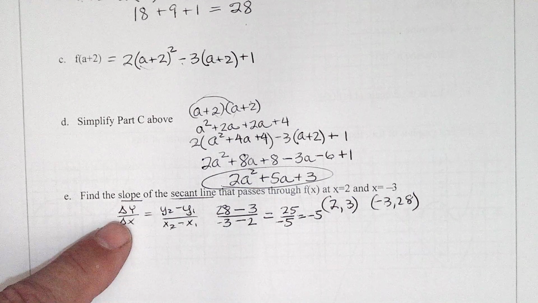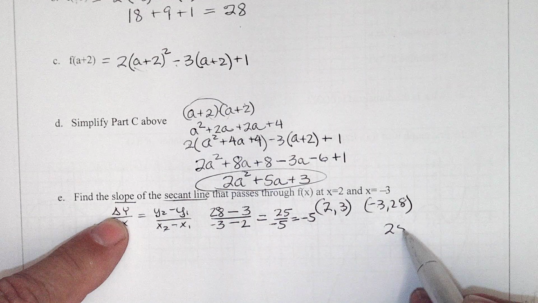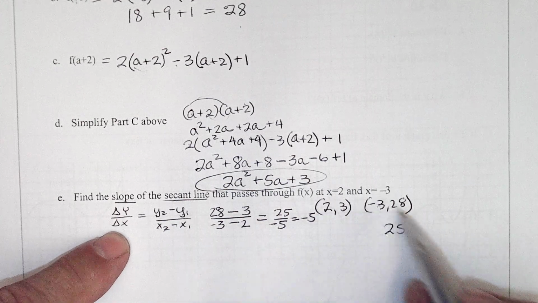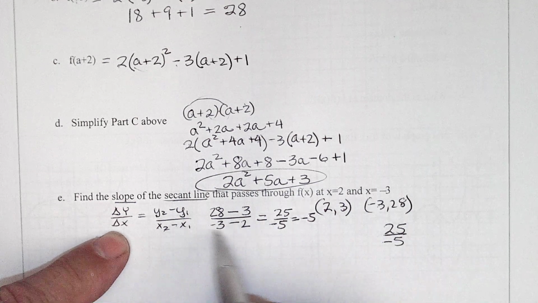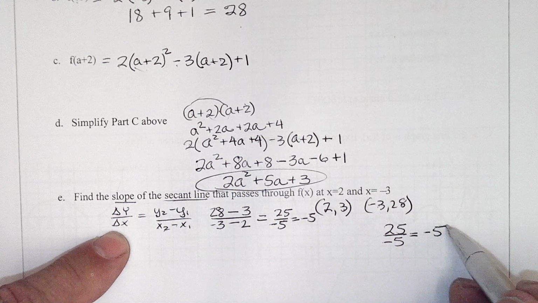Or you can look at the change in y and say it goes from 3 to 28, 25. Change in x goes from 2 to negative 3, that's down 5. And gets straight to this without using this. And that comes out to be negative 5.